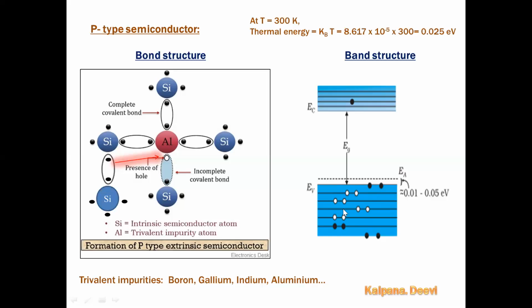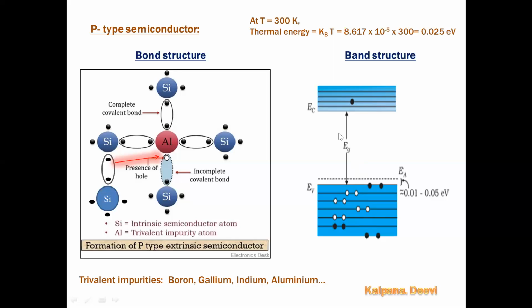And now, by slowly raising the temperature of the material, these bonds break and these electrons are able to jump to the conduction band like this. In the case of p-type semiconductor, more holes are present in the valence band than electrons in the conduction band. Hence, the majority charge carriers are holes in p-type semiconductor.